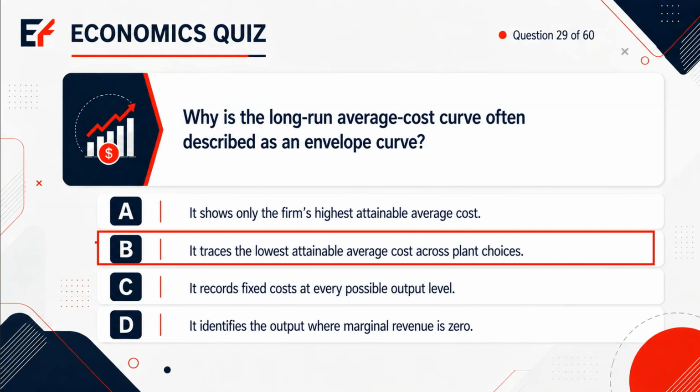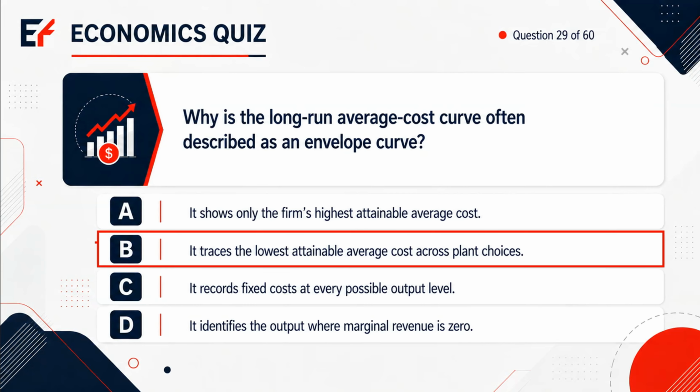Let's clarify the idea. The long-run average cost curve is called an envelope curve because it traces the lowest average cost a firm can achieve at each output level when it can choose among different plant sizes. Each short-run average cost curve represents a particular scale of operation. The long-run curve touches the lowest points available across those plant options.